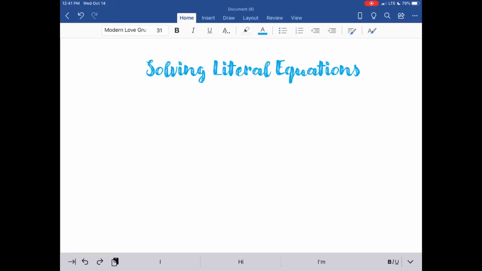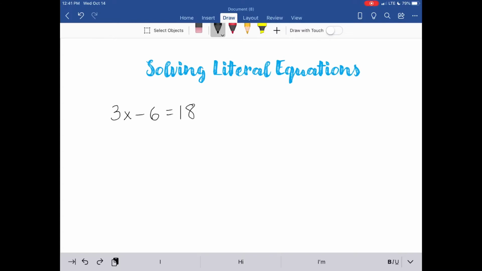In this section, we're going to solve what we call literal equations. Now, the equations that we've been working with have looked like this, and we've been asked to solve for x. Well, the difference is that a literal equation will look something like this, and we'll be asked to solve for one of those variables in terms of all of the other variables.